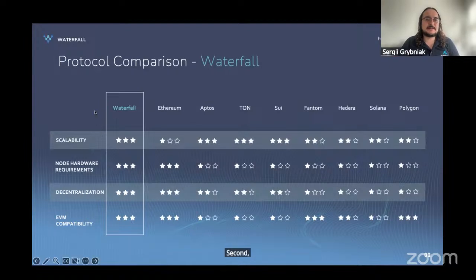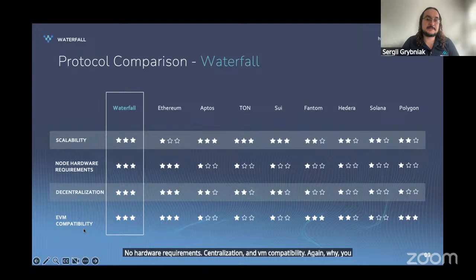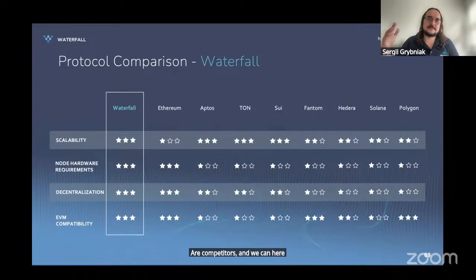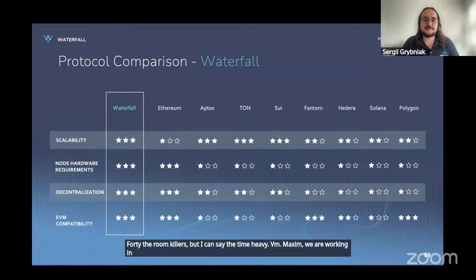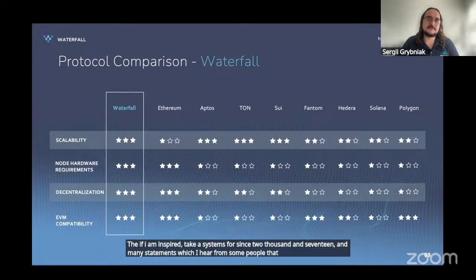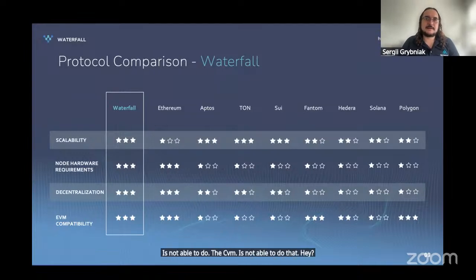Second, here is the comparison of Waterfall with other networks by such metrics as scalability, node hardware requirements, decentralization, and EVM compatibility. Again, why is EVM compatibility important? Because still, according to different sources, 80 to 90% of the DApps are EVM. There are competitors, and we can hear currently that the time is coming for Ethereum killers. But I can say that I'm a heavy EVM maxi. We have been working in the EVM inspired ecosystems since 2017. And many statements which I hear from some people, that EVM is not able to do this, EVM is not able to do that, we disagree with them.